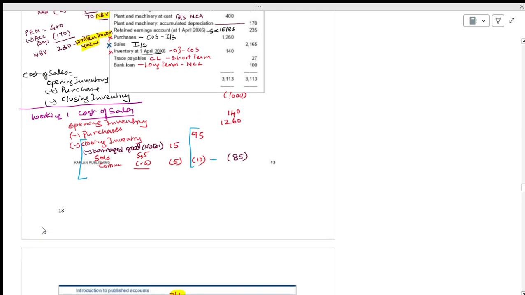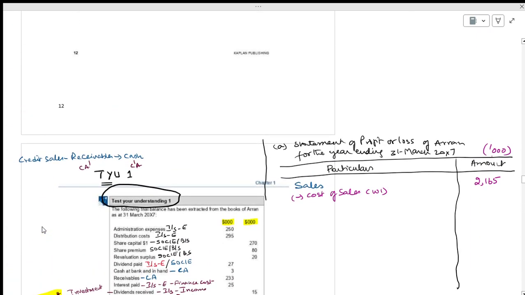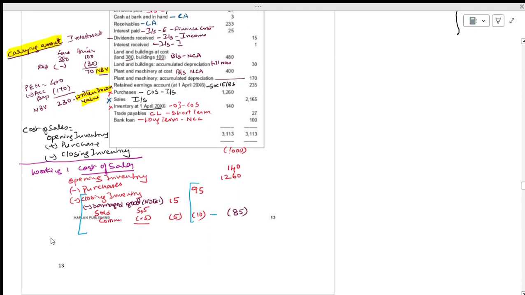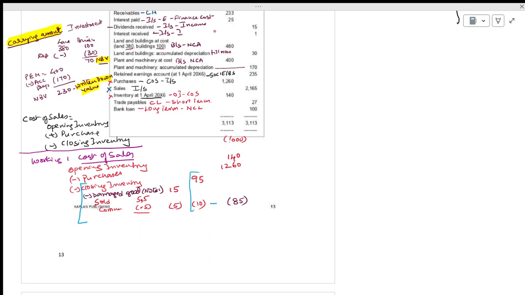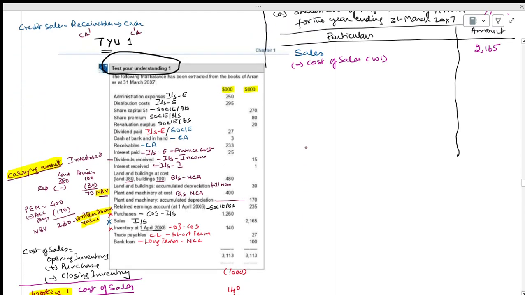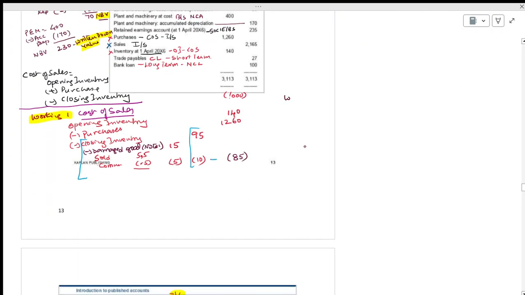Whenever you are doing this, it is better to calculate depreciation. This is working 1. This is working 2. Okay, we have a lot of space. Working 2 is depreciation. Now, the depreciation working. Particulars. I am writing as clearly as possible for you. There is land, there are buildings, there is plant and machinery.